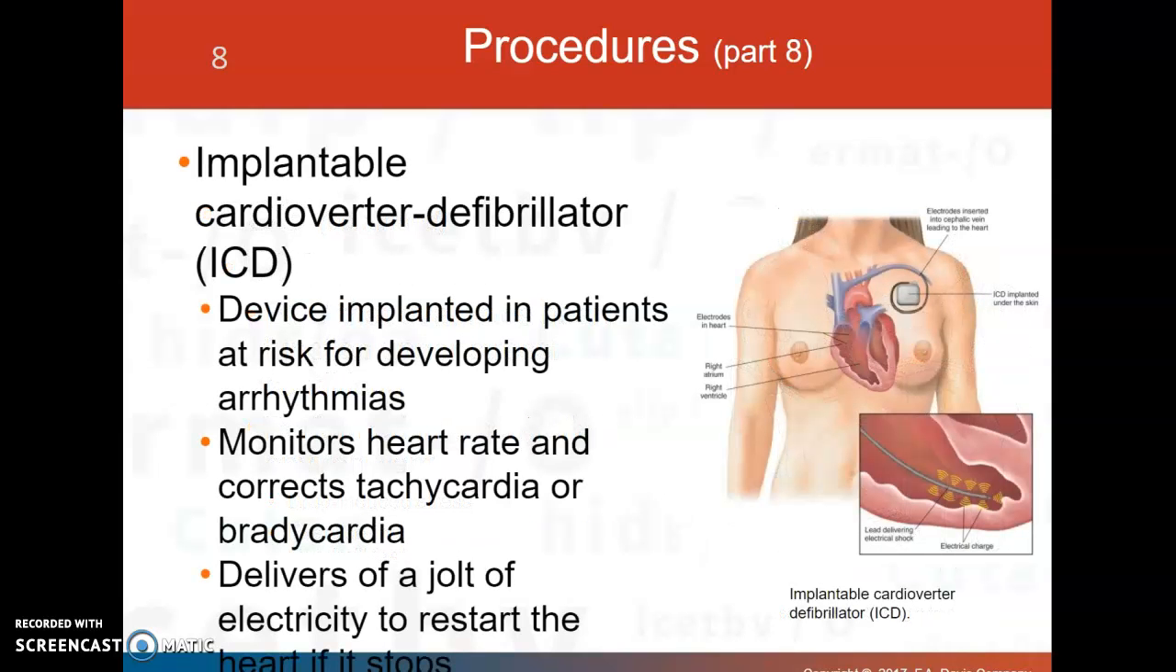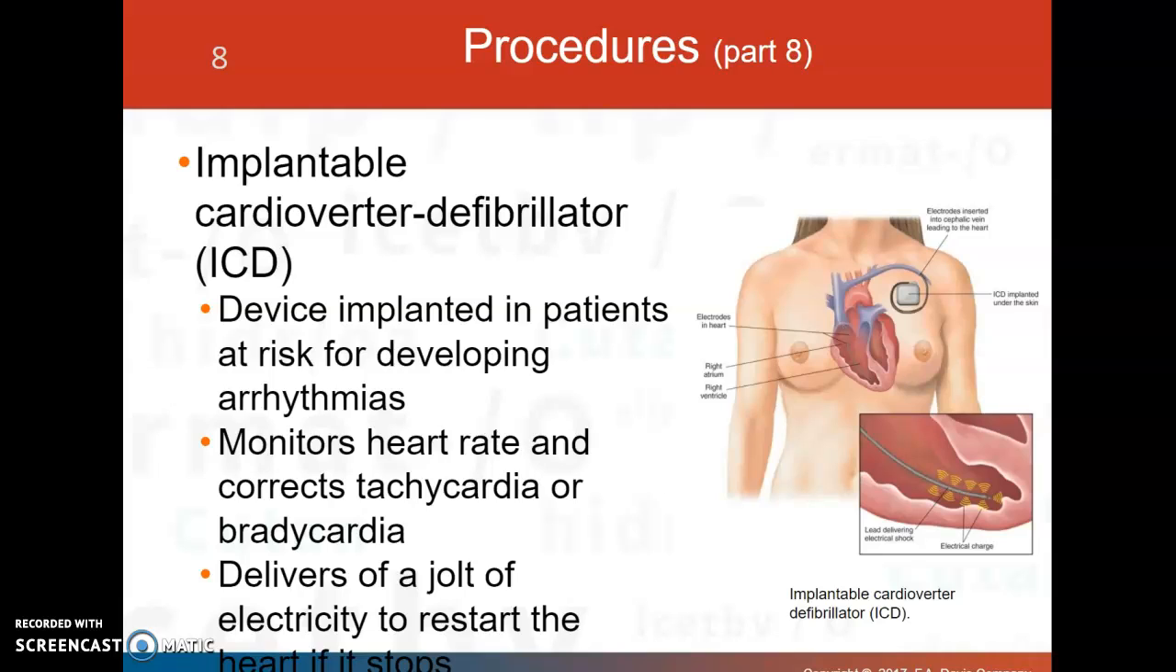Okay, so implantable cardioverter defibrillator. This is an ICD, a device that's implanted in patients at risk for developing arrhythmias, which are irregular heartbeats. It monitors the heart rate and corrects tachycardia or bradycardia. Tachy is a fast heart rate. Bradycardia is a slow heart rate. It delivers a jolt of electricity to restart the heart if it stops.